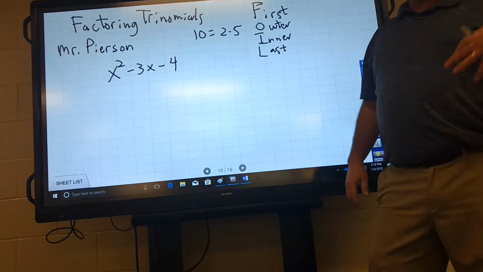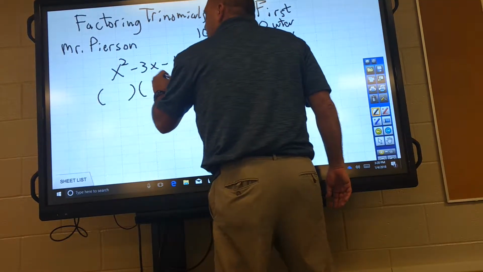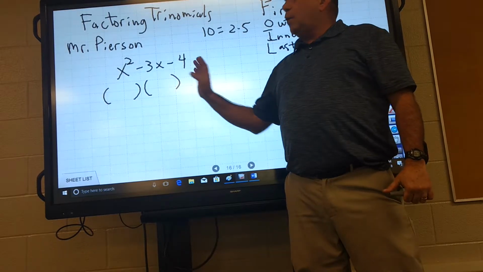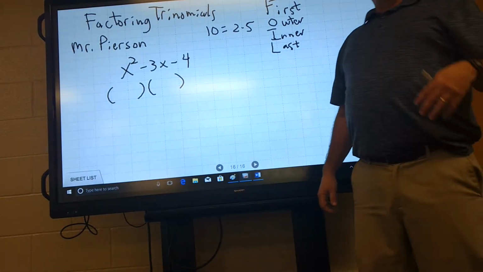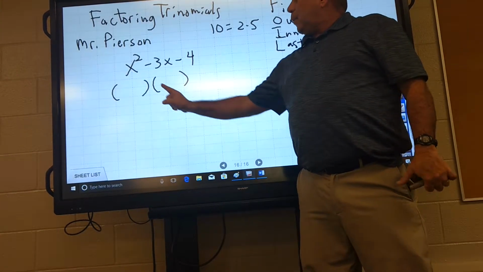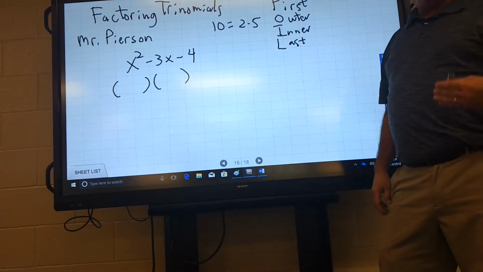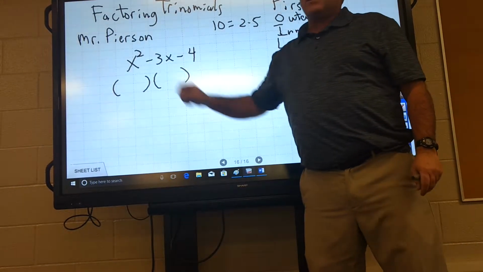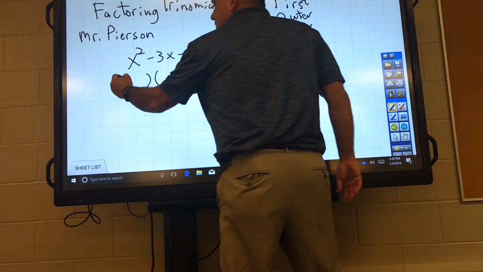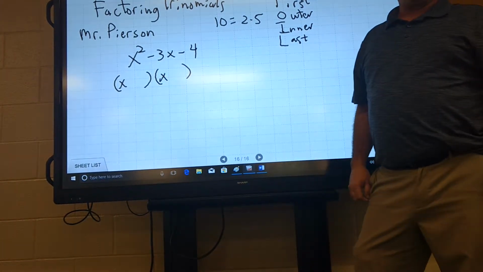Now, here's what we need to do. To start out, every time you're going to start off by making two sets of parentheses, because a binomial times a binomial will give you a trinomial. Now, how do we know what goes inside the binomial? Well, that can be complicated, but the first term inside each set of parentheses will always multiply together to give you this first term. So in this case, there's only one possibility: x times x. So we put x and x. We know x times x is going to be x squared.